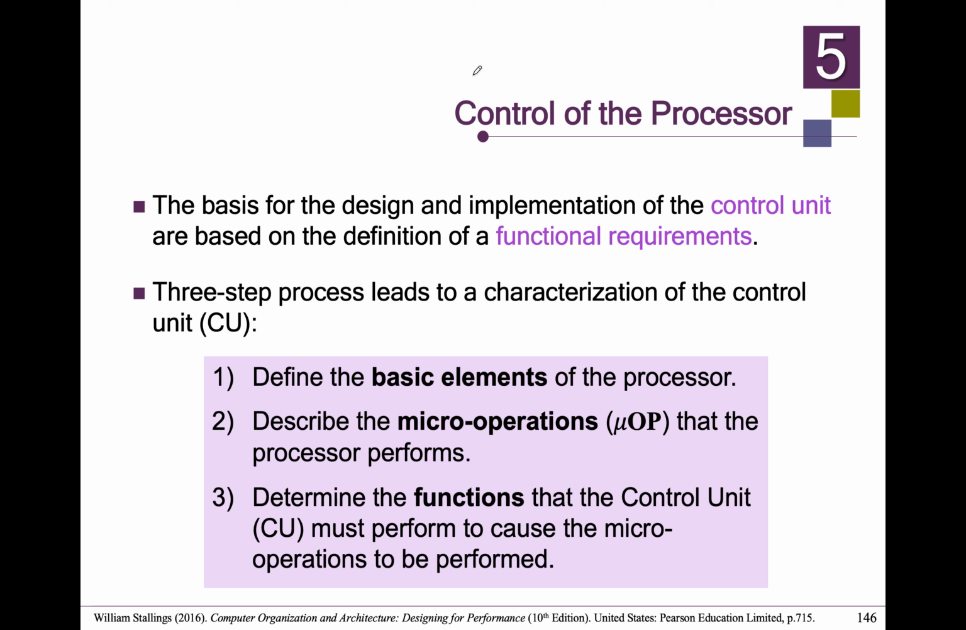Next, we're going to move to control of the processor. The basis of the design and implementation of the control unit is the definition of functional requirements. A three-step process leads to a characterization of the control unit, or your CU. First, define the basic elements of the microprocessor. Second, describe the micro-operations that the processor performs. And third, determine the functions that your CU must perform to cause the micro-operations to be performed. So this is the flow and steps. Only three steps for the process leading to the characterization of the CU.